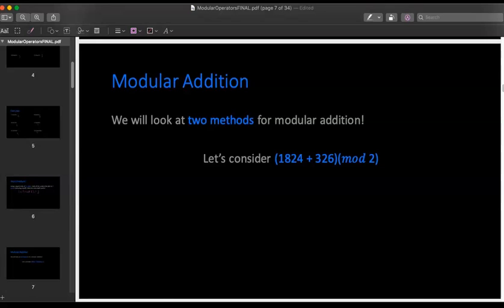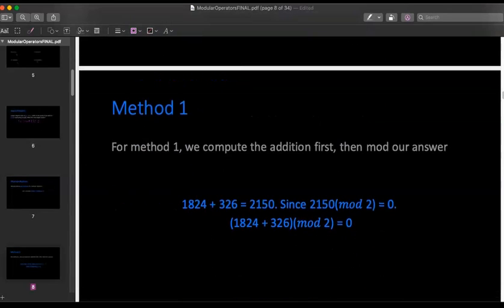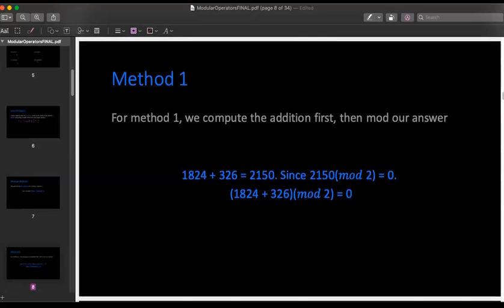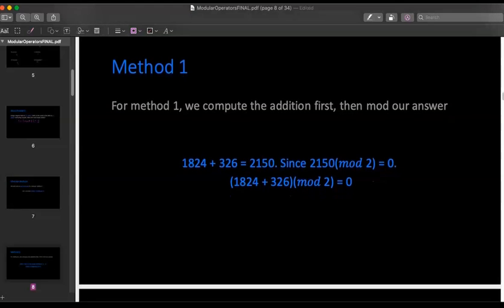Now, there's 2 ways to do this. I'm gonna shortly outline each of these methods, and then we're gonna do some problems and decide which method we want to use. All right. So we have method 1. We can just go ahead and add those 2 numbers together and then mod the big number that we just got. So we had the 1,824 plus 326. We're gonna add those together. We're gonna get 2,150, and then we're gonna mod that by 2. All right, so that's just adding them together first and then mod.